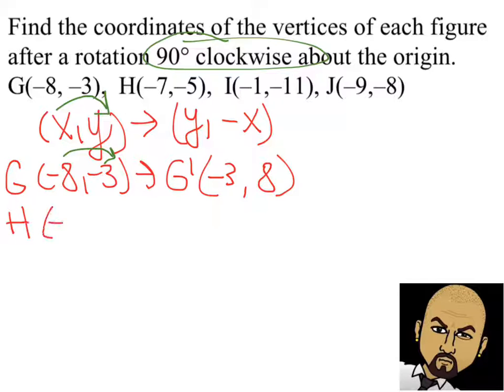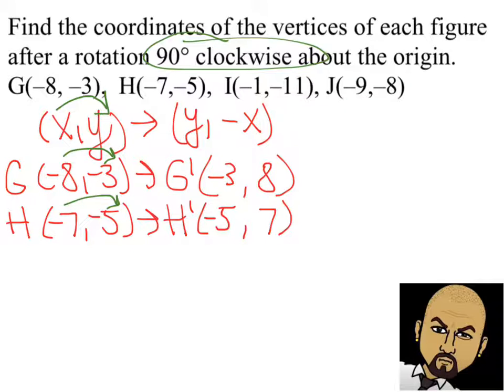Vertex H, we got the ordered pair negative 7, negative 5. So our x value, we're rotating to the right, so the x is going to jump over and become the opposite. The opposite of negative 7 is positive 7, and the y value is going to slip right over and take over the place of the x coordinate.